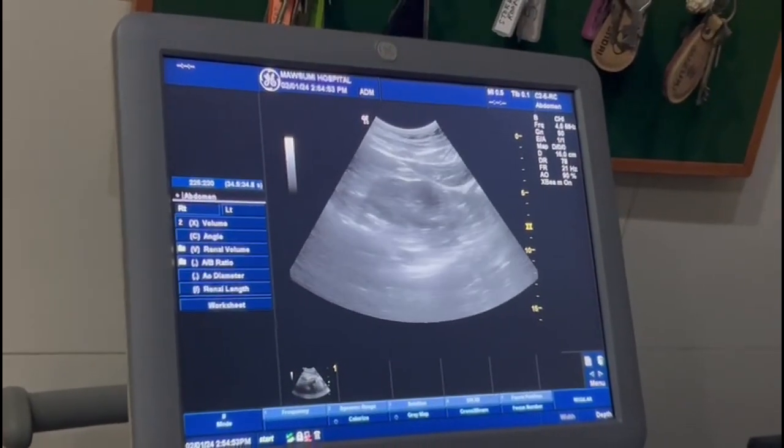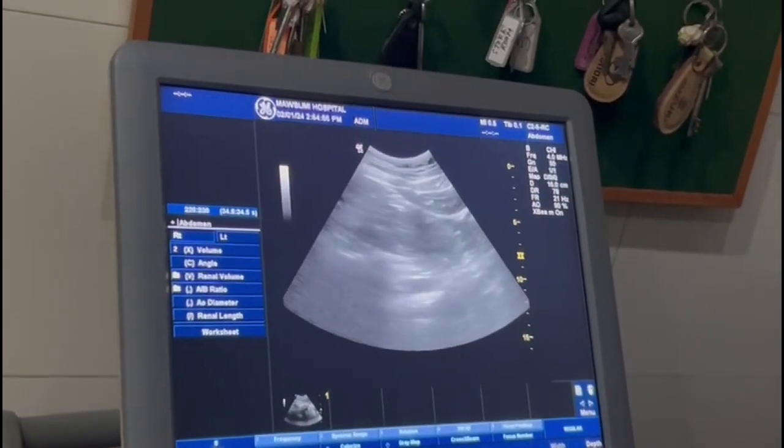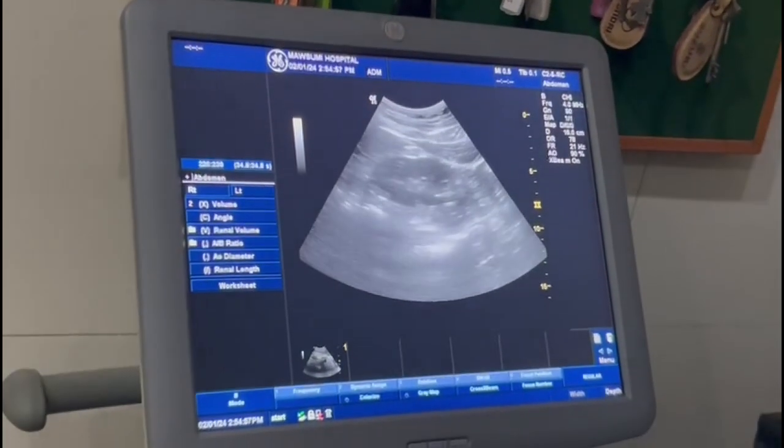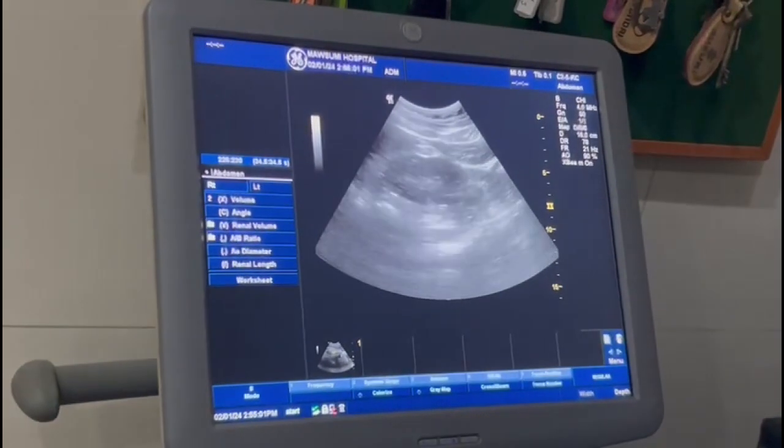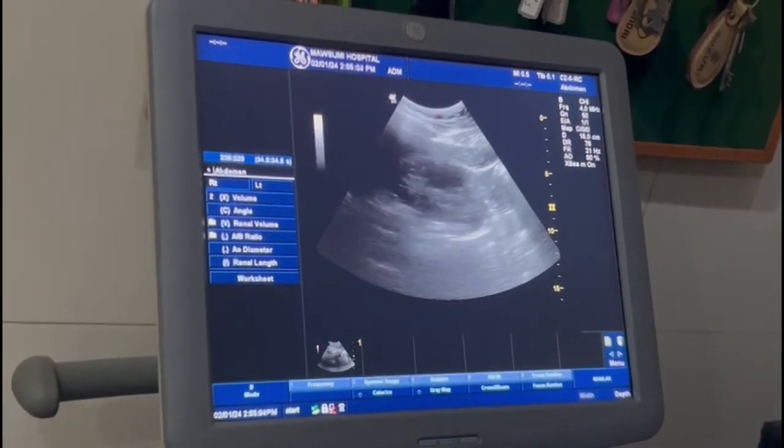Is my old patient coming from Tripura? Tripura, no? No, Ramnathpur. Gharmura. He is coming from Gharmura.